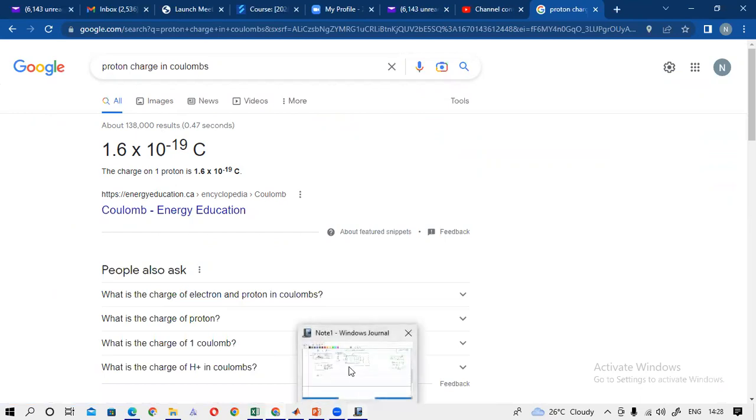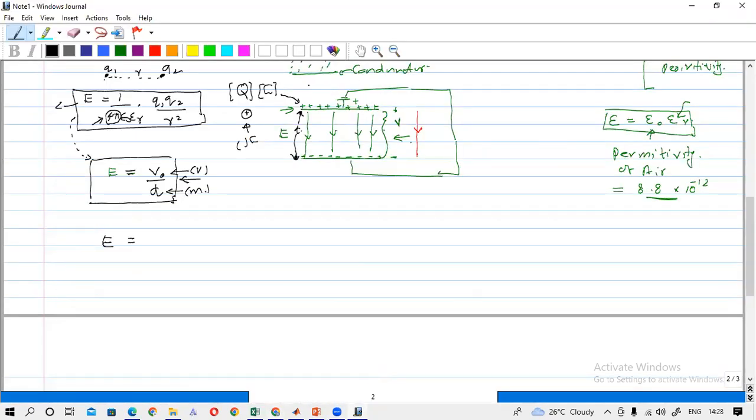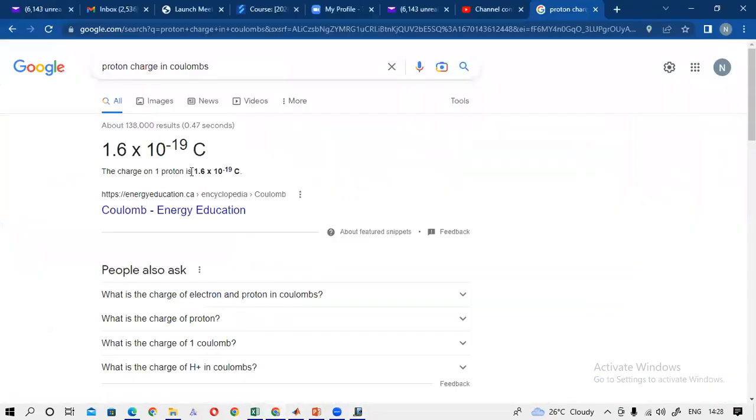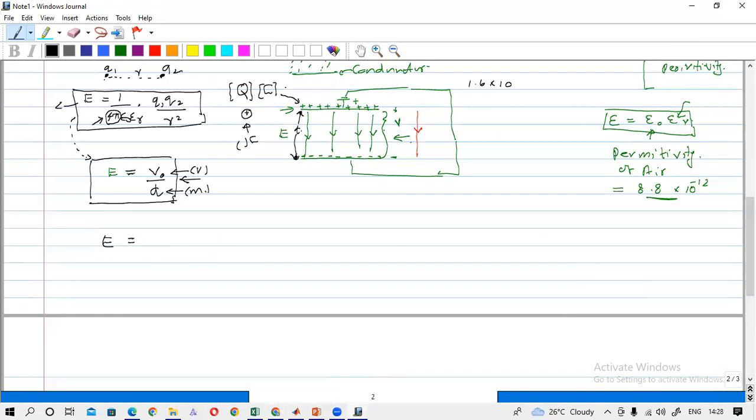So if you want to find the total charge value in coulombs, you can multiply the value of 1 proton, that is 1.6 times 10 to the power something, I can't remember. Sorry. 10 to the power minus 19, and you multiply it by the number of protons. If the number of protons is 10, this is the total coulomb value.